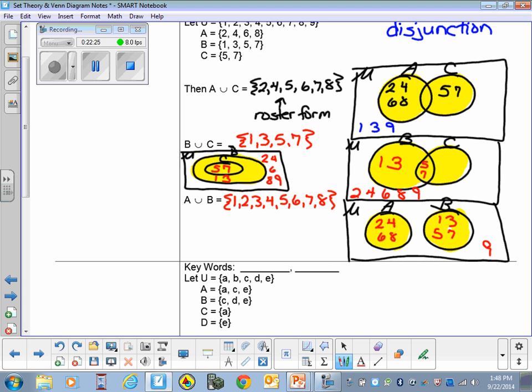If we run out of space on our paper, can we continue to the next line? Like, if you're writing the roster form, could the 7 come down here? Yes.